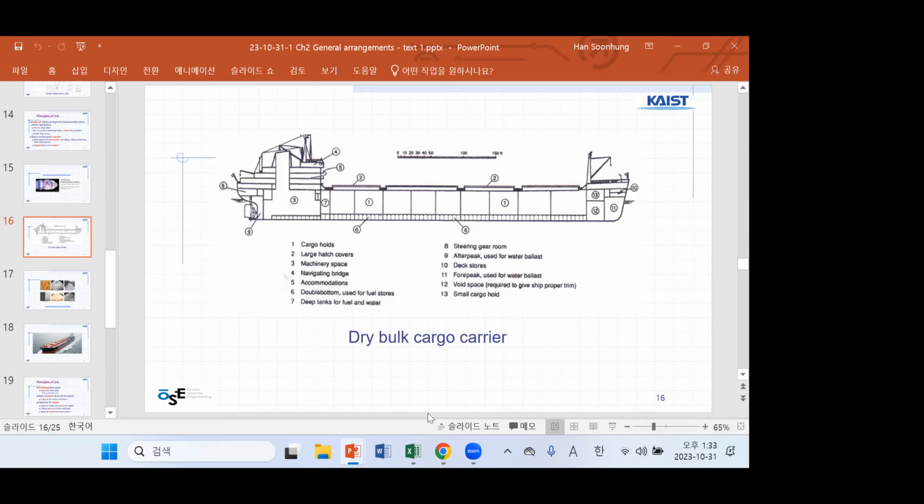Oh, train. Okay. Then there is a 12 here.